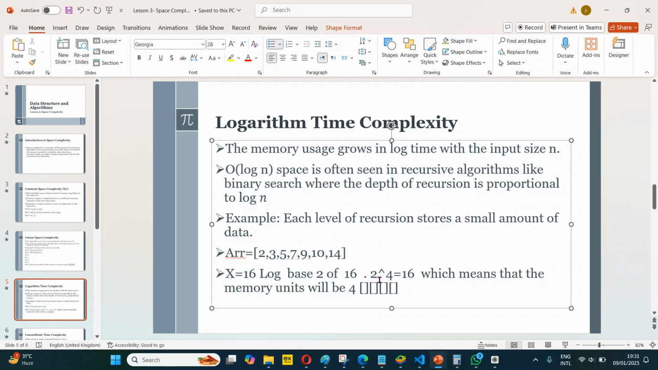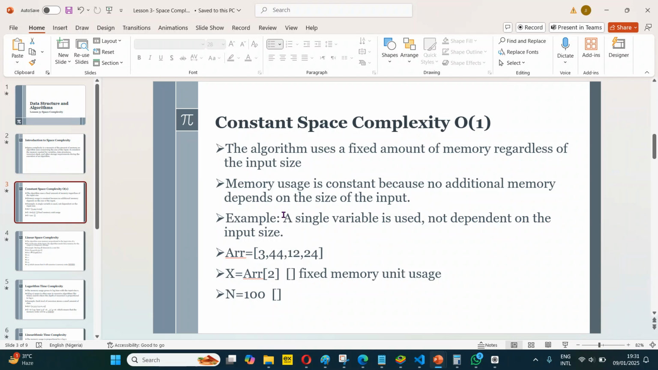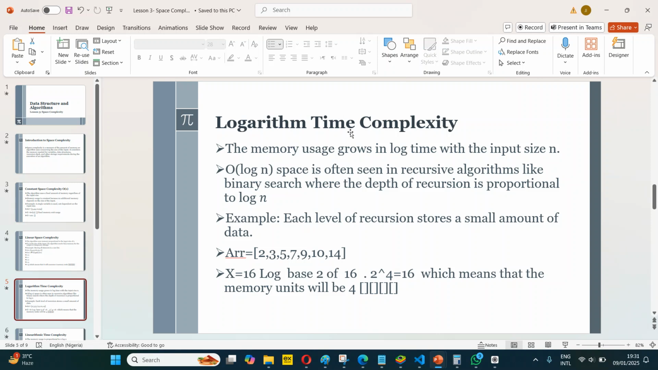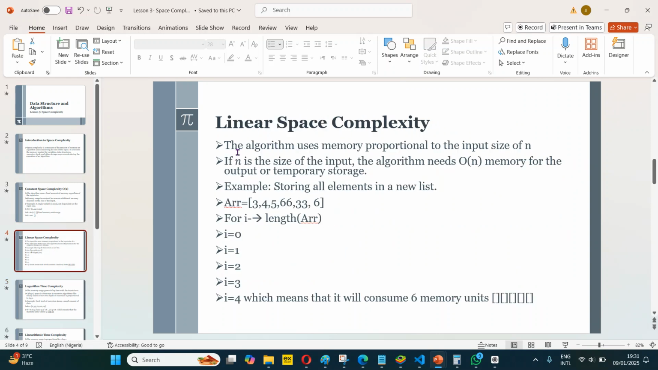You can see that it consumes lesser than the linear time complexity, right? It's only the constant time complexity that consumes less than the logarithm time complexity. So the logarithm time complexity is far faster than linear time complexity, because the linear time complexity depends on O(n) memory for the output or storage, right? So if n is 16, it will be 16 memory units. If the size is 5, it's 5 memory units, and so on and so forth.